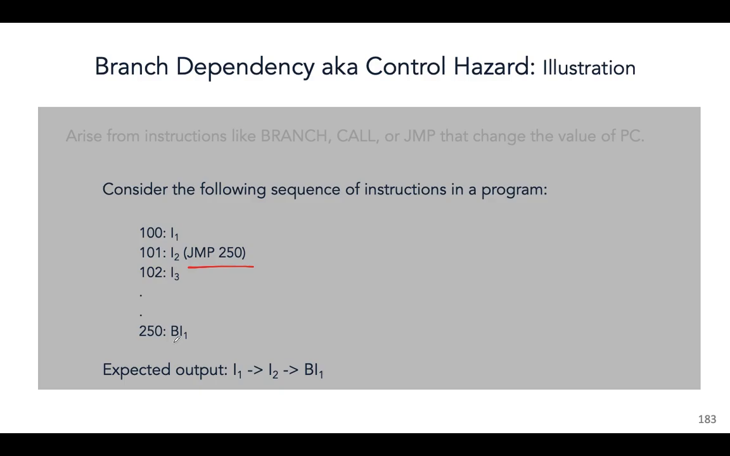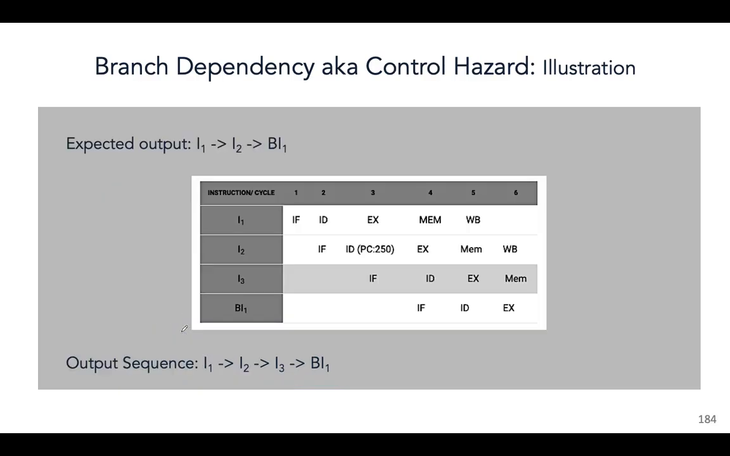The expected output of this program, if you were executing it: first you execute I1, then I2, and since I2 is telling you to jump, you jump. So the expected output of this hypothetical sequence of instructions should have been I1, I2, BI1. So this is the expected output. Now let's see what happens in a pipeline. So this is the pipeline.